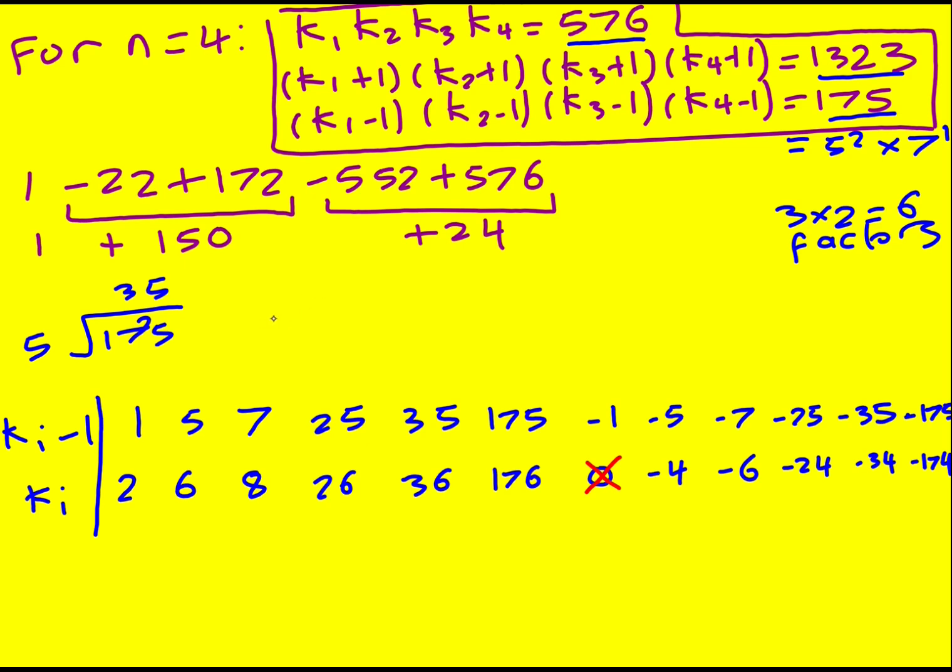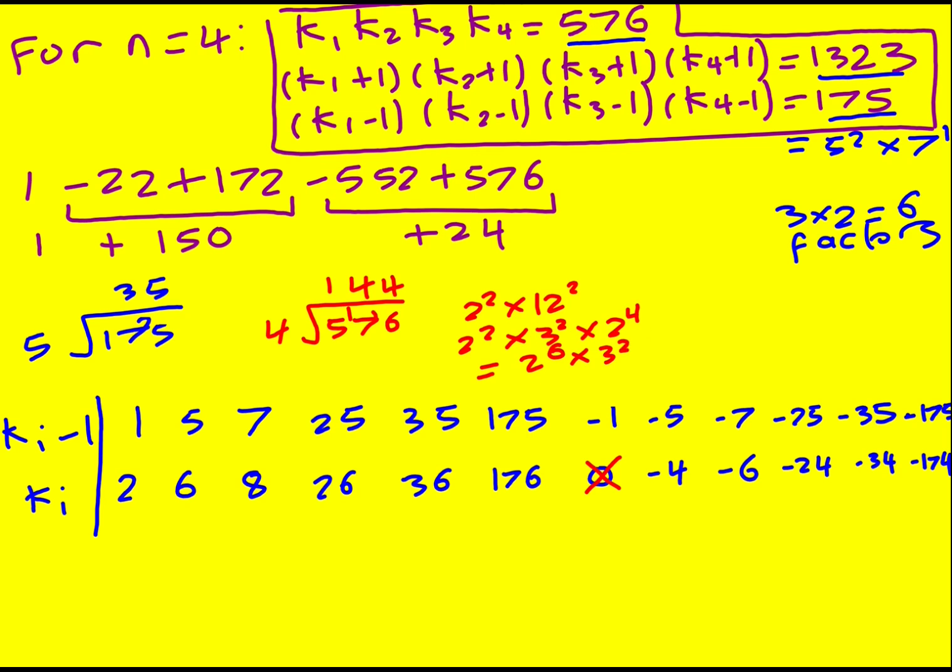Let's take a look at 576. 4 is going to go into it. 4 into 5 goes 1 and 4. We're going to get 144. So 576 is going to be 2 squared times 12 squared. Right, 12 is actually 3 times 4, so 3 squared times 4 squared, which is 2 to the 4. So I'm going to get 2 to the 6 times 3 squared. Actually, that's going to have a lot of factors. 7 times 3, 21 factors. So I might just leave that one for the moment. But we've got it there if we want it: 2 to the 6 times 3 squared.